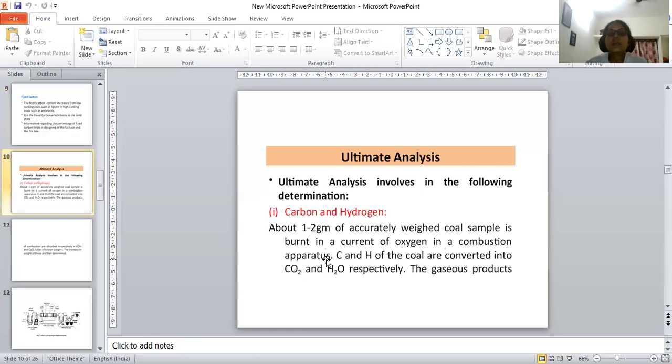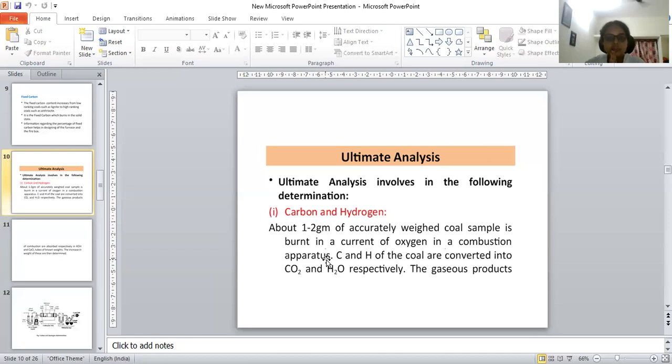This is about the proximate analysis of coal. In proximate analysis of coal, what we have discussed is that it determines the moisture content present in the coal, volatile matter, ash content, and fixed carbon. All these are undesirable in coal actually. Okay, this is about proximate analysis.